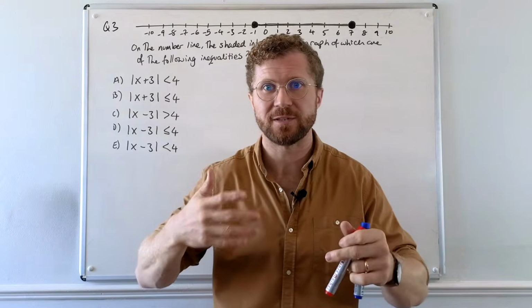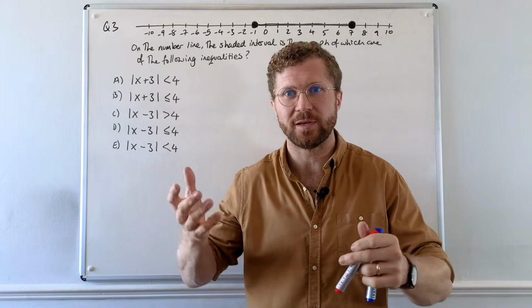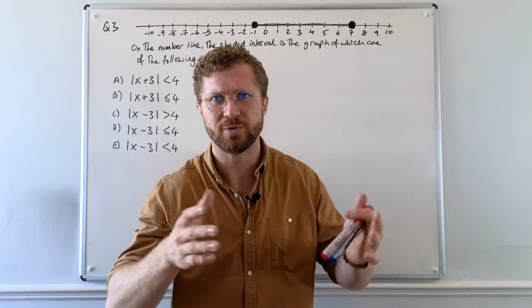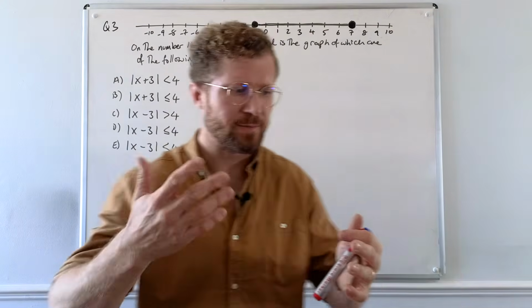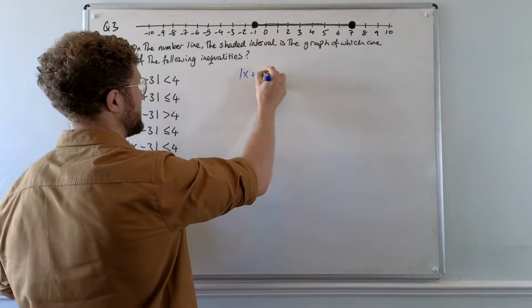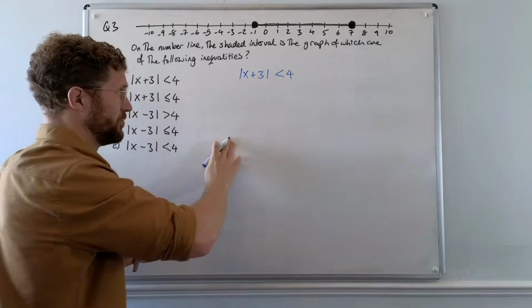But what I want to do here is first of all go through the algebraic way of doing it so that you know what's going on in the background. Then we'll look at maybe a couple of shorter routes to get to the answer here. So I'm going to start with A and say, well, okay, we've got the absolute value of x plus 3 and that's less than 4.